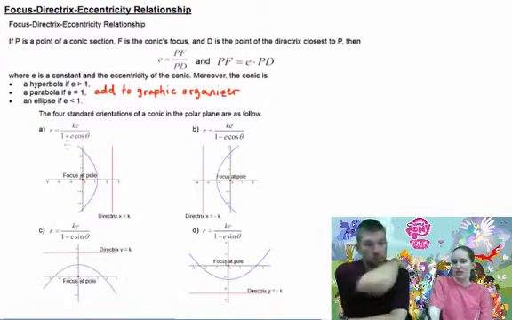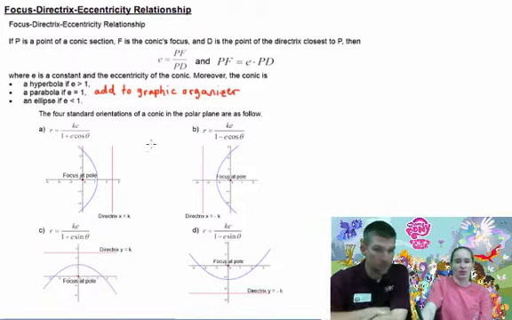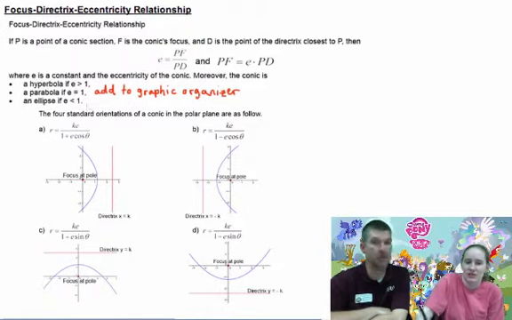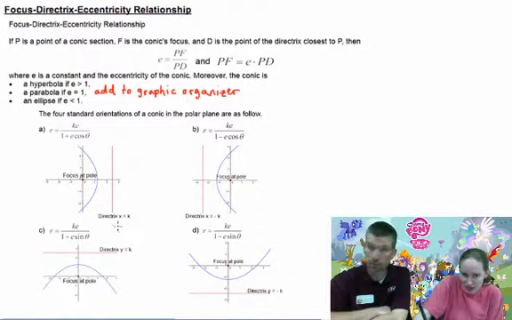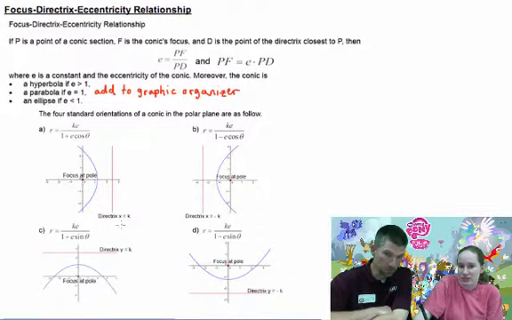Like we said, any of these could be a parabola, an ellipse, or a hyperbola. They look kind of scary maybe, but they're really not that bad, totally doable. What matters here is where our directrix is. If our directrix is x equals k, we've got cosine and a plus sign here.